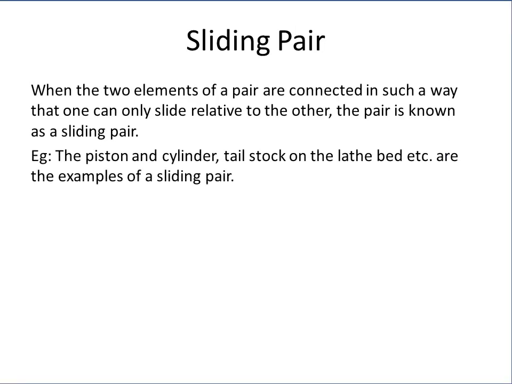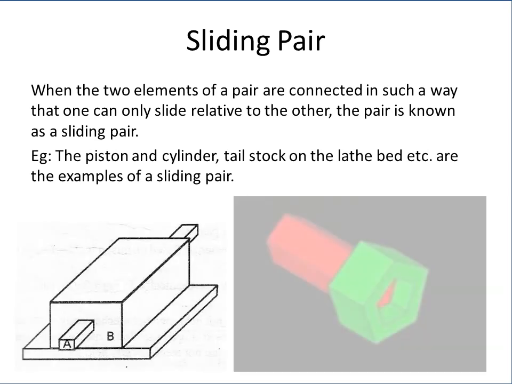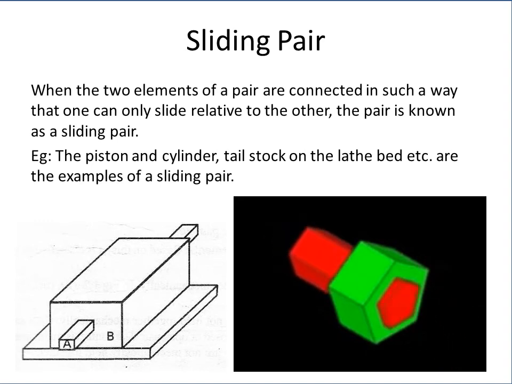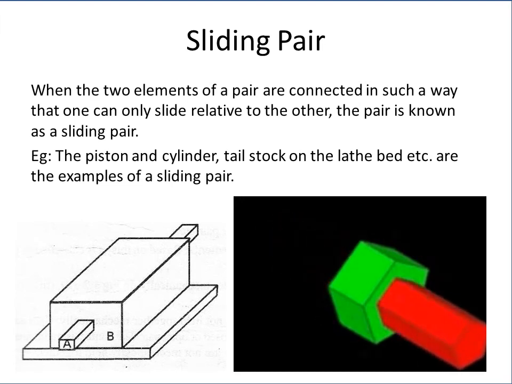When the two elements of a pair are connected in such a way that one can only slide relative to the other, the pair is known as a sliding pair. Example, the piston and cylinder, tailstock on the lathe bed, etc.